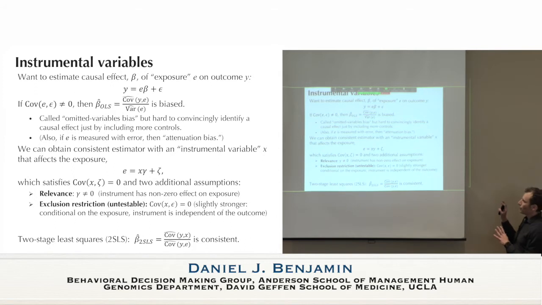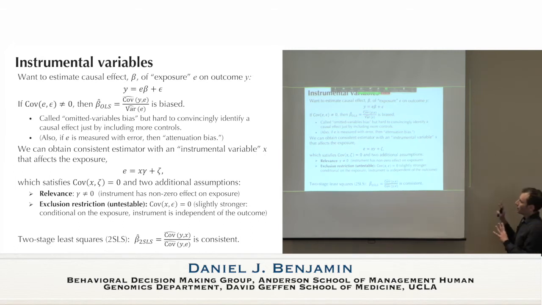So under these assumptions, just going back to the Catan example, relevance would be that ApoE matters for cholesterol levels, and the exclusion restriction would be that ApoE only matters for cancer risk by affecting cholesterol levels. There's no other reason why it would be correlated with cancer risk.